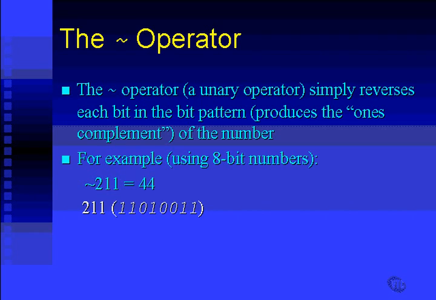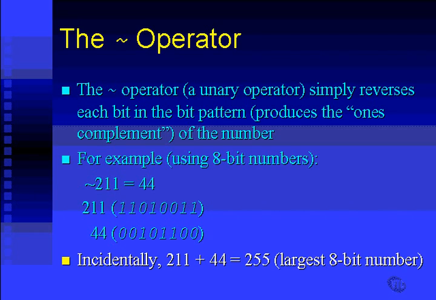211 as an 8-bit number is 11010011. 44 as an 8-bit number is 00101100. In fact, it's exactly the opposite. All the bits that were 0 are 1 and all the bits that were 1 are 0. So as you can see, it's a very, very simple operator. And incidentally, 211 plus 44 just happens to be equal to 255, which is the largest number you can represent with 8 bits. Let's go and have a look now at the coding example of the tilde operator.